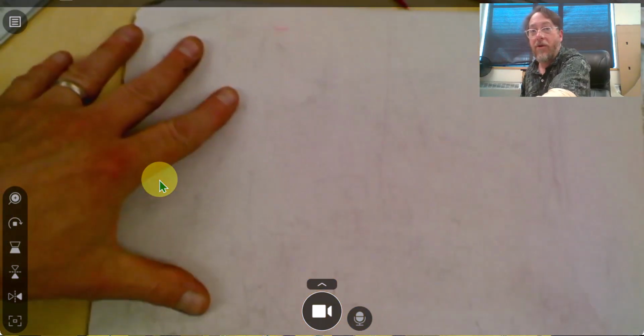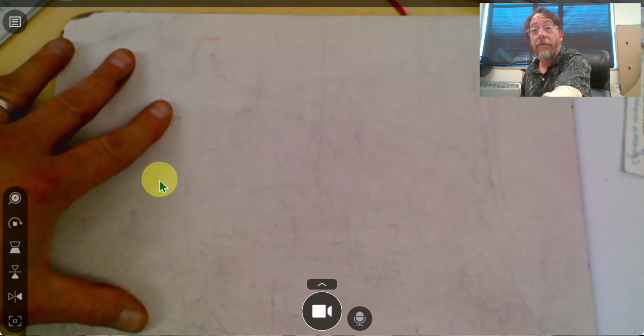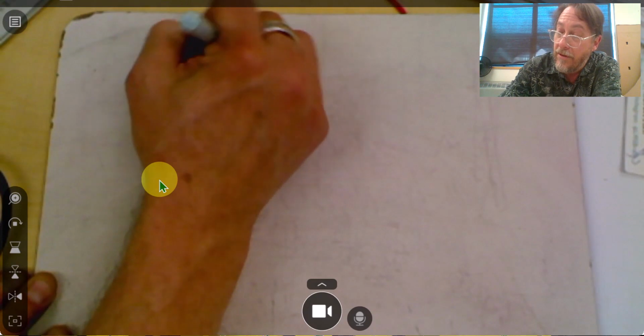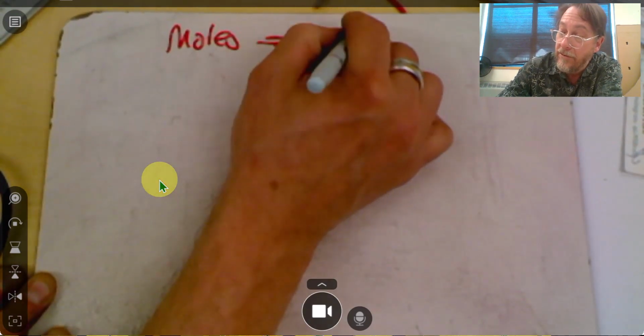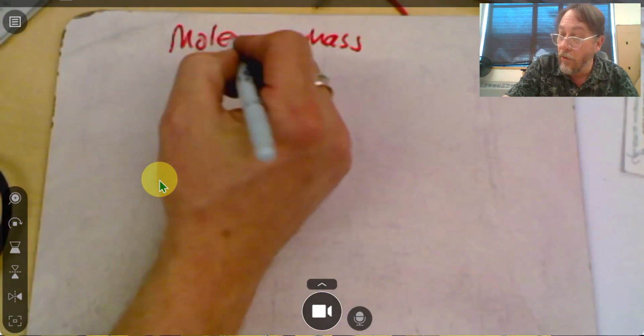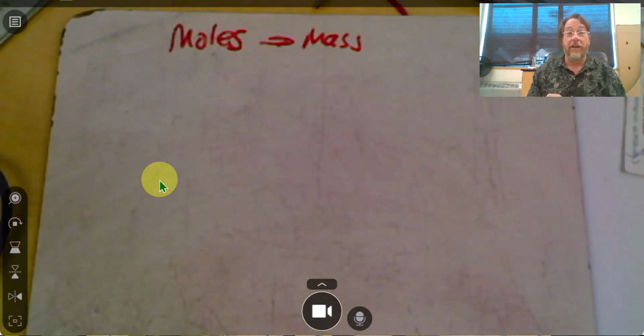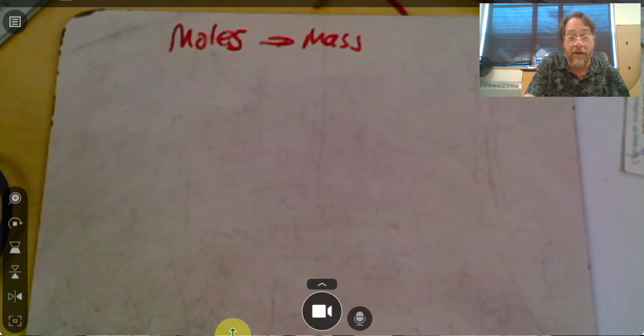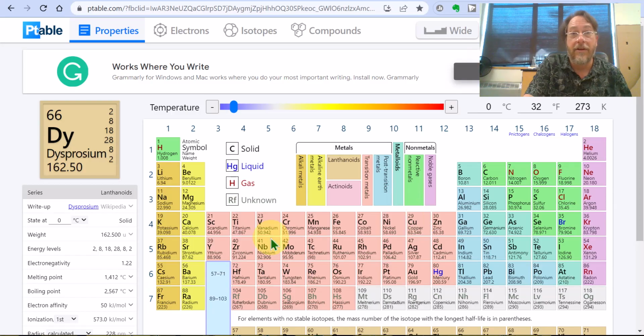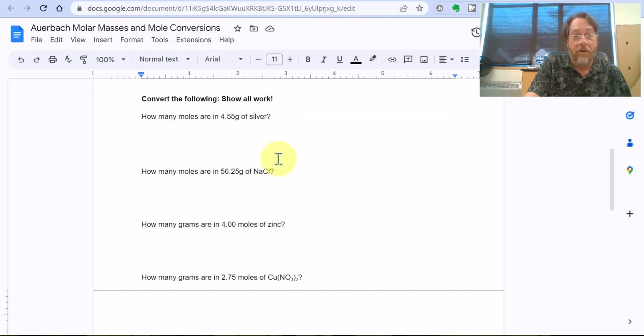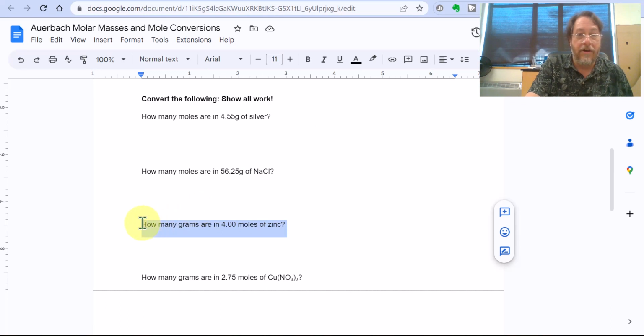Where we are going from, instead of mass to number of moles, this time we'll go from moles to mass. And that's moles, sorry. Let's look back at the worksheet and see a problem that's from moles to mass. Okay, so how about this one? How many grams are in 4 moles of zinc? Okay, so this is the opposite, right? Instead of going from grams to moles, we're going from moles to grams.